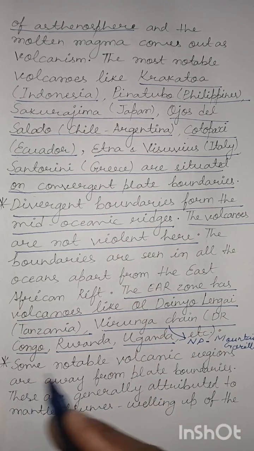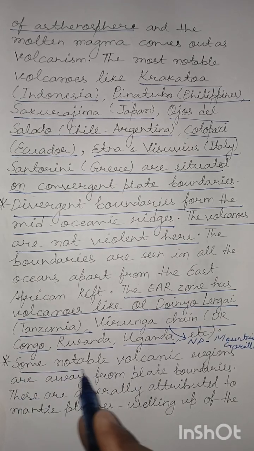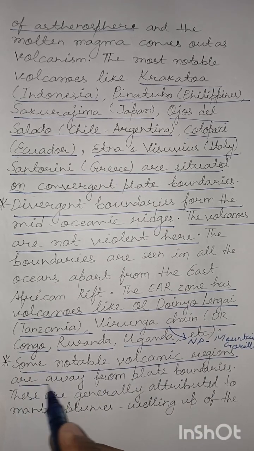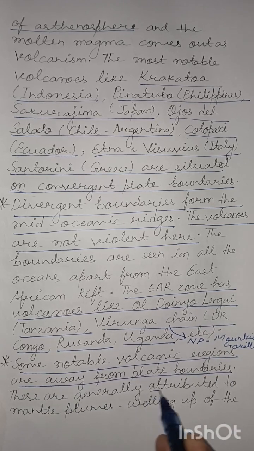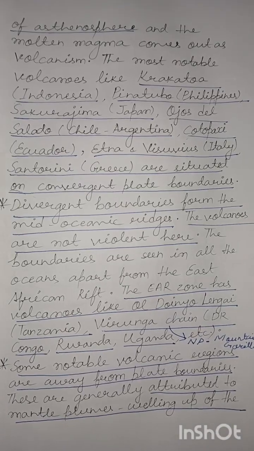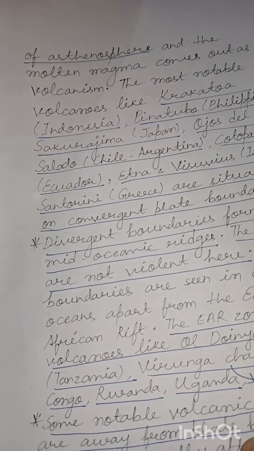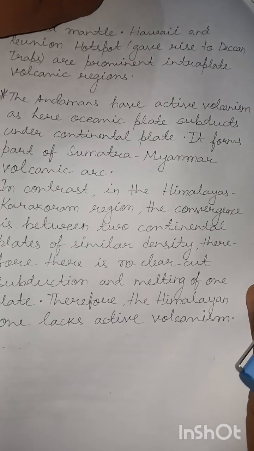Now coming to the intraplate volcanoes, some notable volcanic regions are away from plate boundaries. These are generally attributed to mantle plumes, that is, the welling up of the molten mantle. You can understand that the mantle plumes are generated much deeper compared to the plate boundary associated volcanoes.